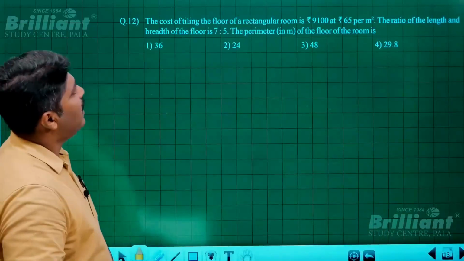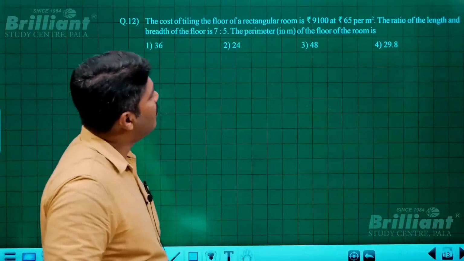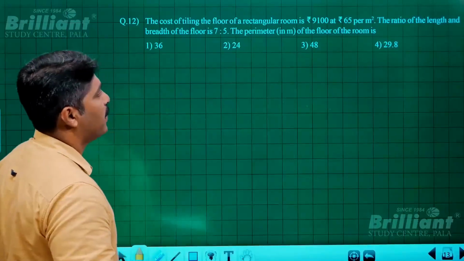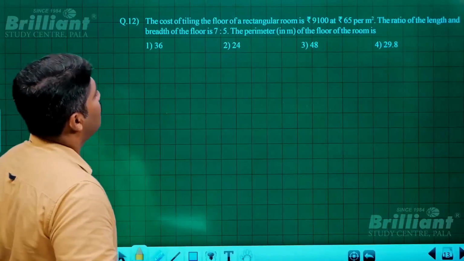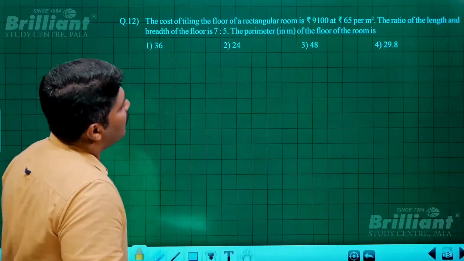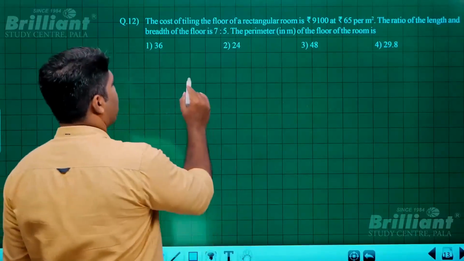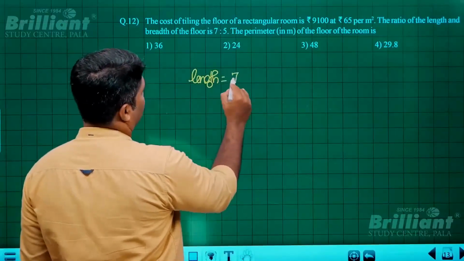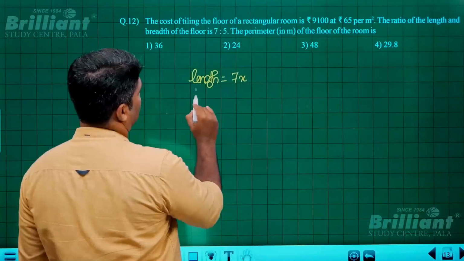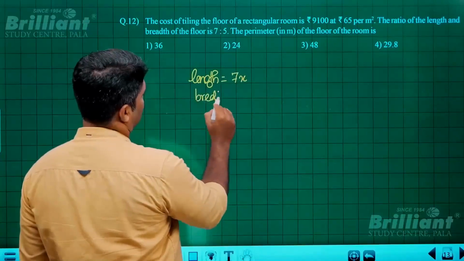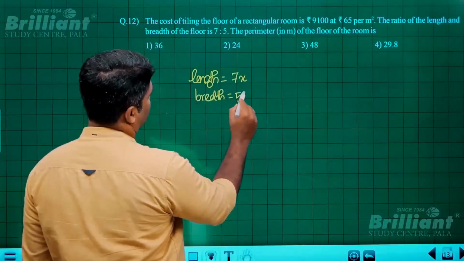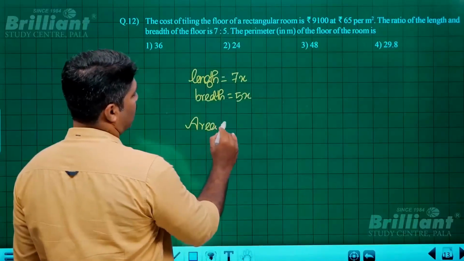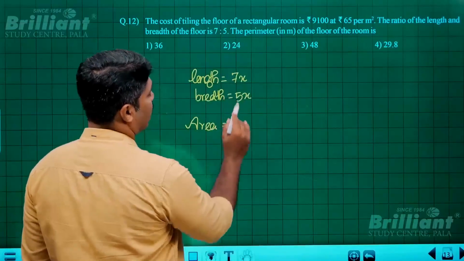The cost of tiling the floor of a rectangular room is 9,100 at 65 per meter square. The ratio of the length and breadth of the floor is 7:5. Find the perimeter. So here we are considering what is length. So length of the floor, I just assume that is 7x meter, and breadth is 5x. So therefore area is equal to length into breadth.